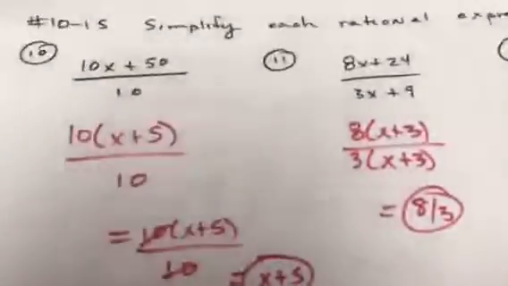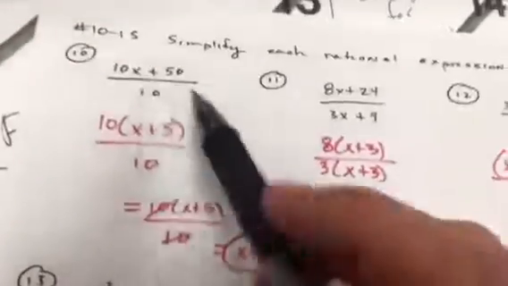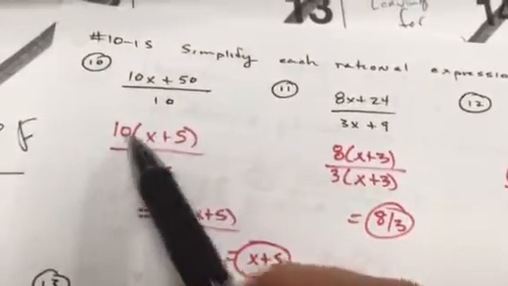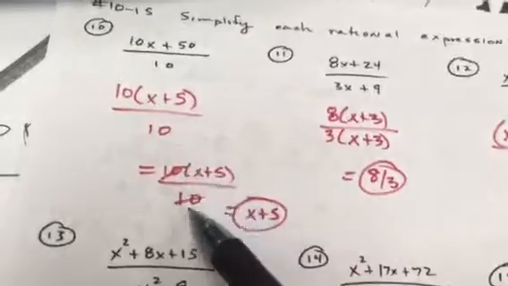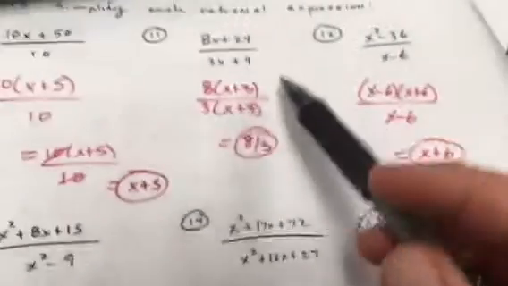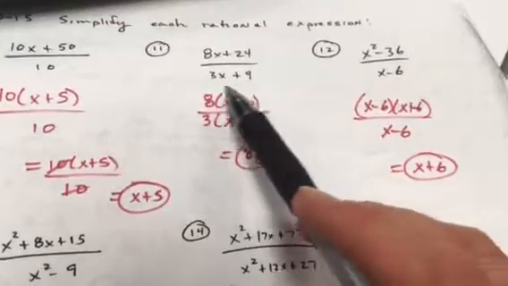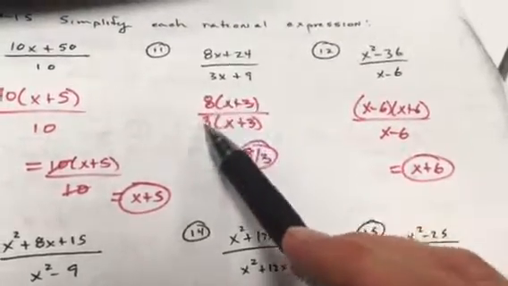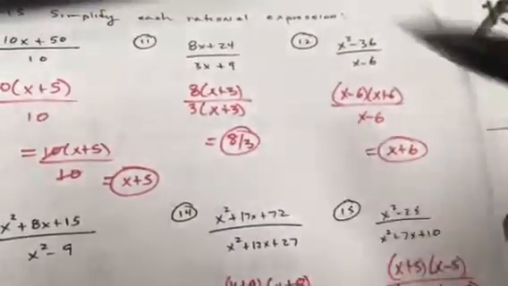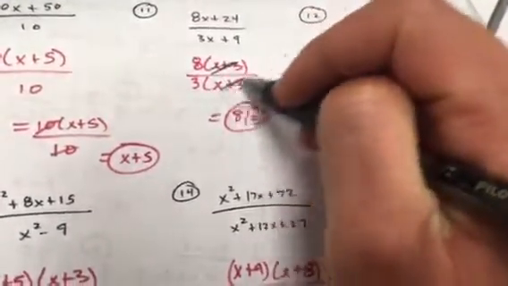Take a look at the next page. Just simplifying. It's all about factoring on the next page. Guys, what can you take out from the top? These are both multiples of 10. Take the 10 out, factor it out. Then the 10s will cancel, leaving you with x plus 5. Here, you can take out an 8. When you take out an 8, you're left with x plus 3. Here, you can divide these by 3. When you divide them by 3, you're left with x plus 3. What cancels? Boom, boom. You're left with 8/3.